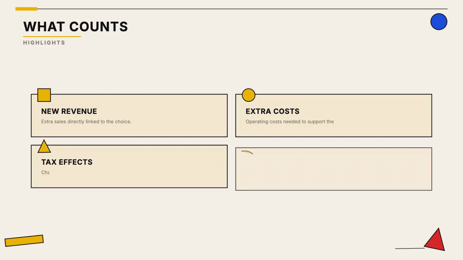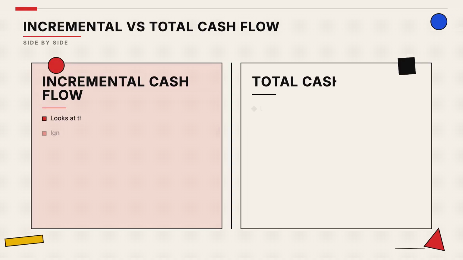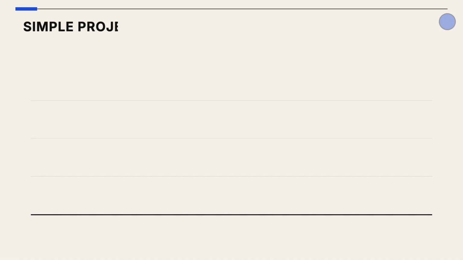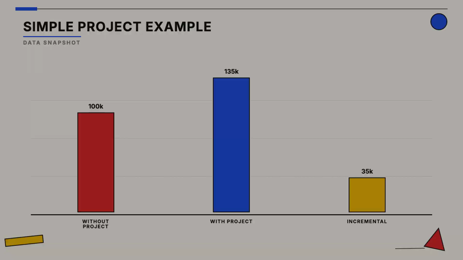Relevant cash flows are the ones that change because of the decision, including revenue, costs, taxes, and working capital. Total cash flow shows the whole picture. Incremental cash flow isolates the difference a decision makes. If cash flow rises from 100,000 to 135,000, the incremental cash flow is 35,000.